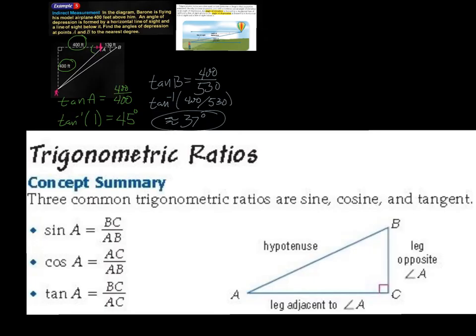The three common trigonometric ratios are sine, cosine, and tangent. Sine is the ratio of side opposite to hypotenuse, cosine is adjacent to hypotenuse, and tangent is opposite to adjacent. So good. If we're looking for an angle measure, use the second button.